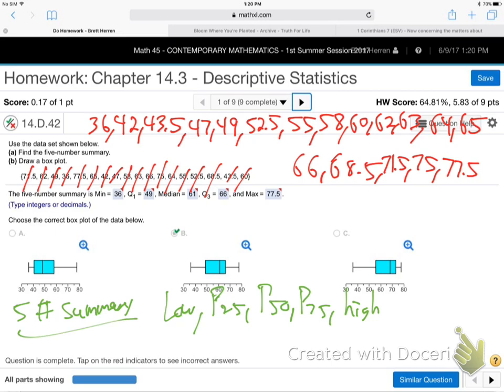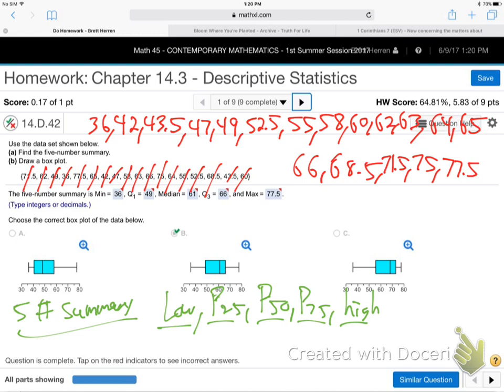It just means find 5 numbers. Take the lowest number in the whole data set. That'd be the 36, right? And then the P25, the P50, the P75. We've already figured out how to do that. And then the highest number in the whole data set, the 77.5. So that's all they mean by the 5-number summary. I'll show you how it summarizes the data. It basically breaks it into quarters, is what it does.